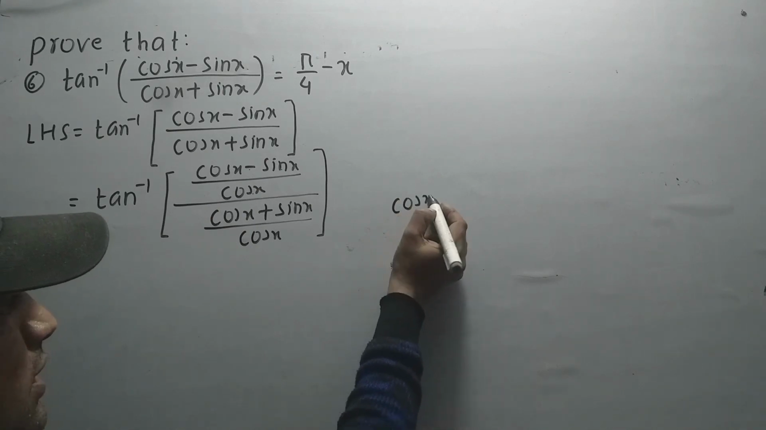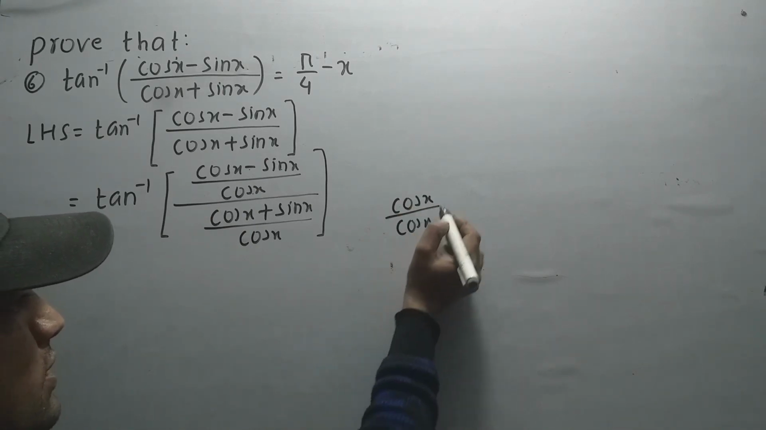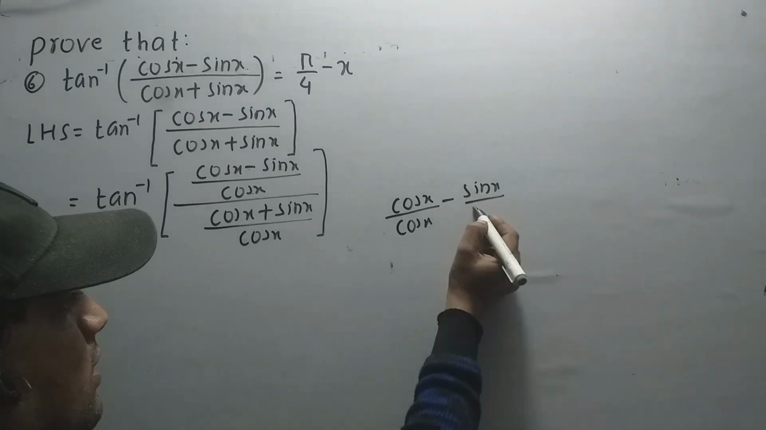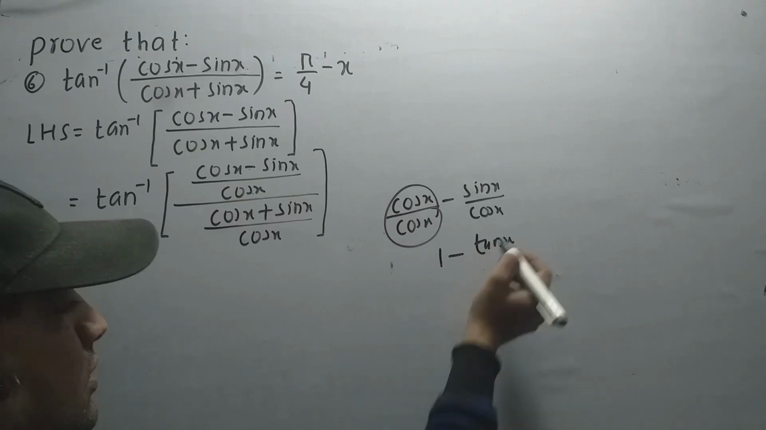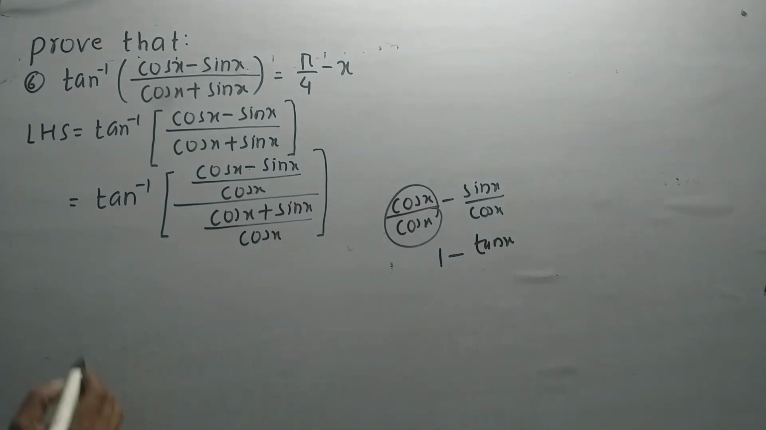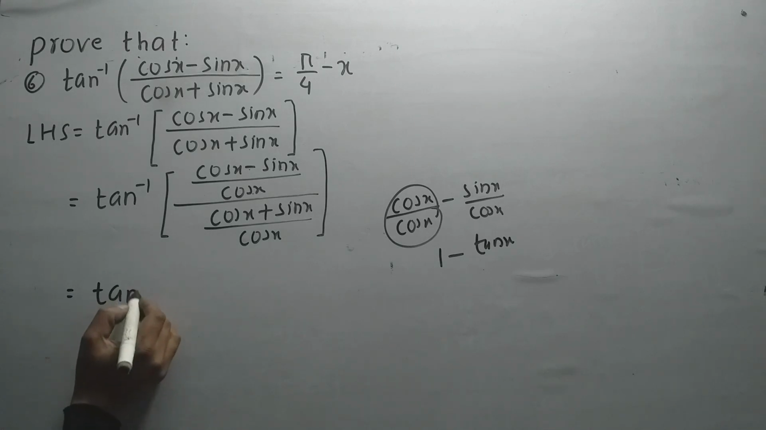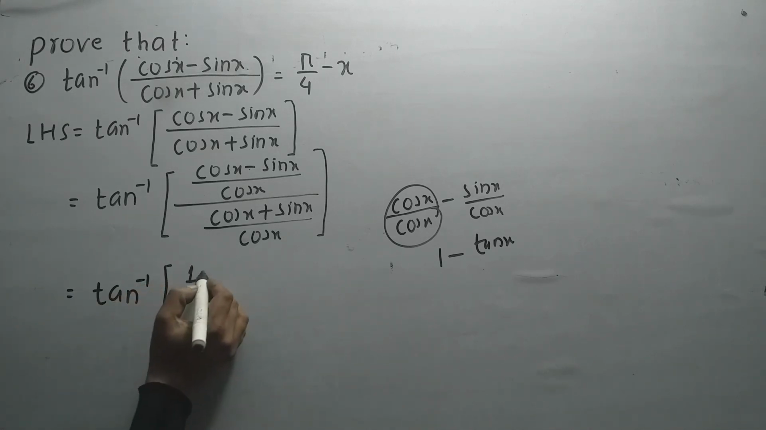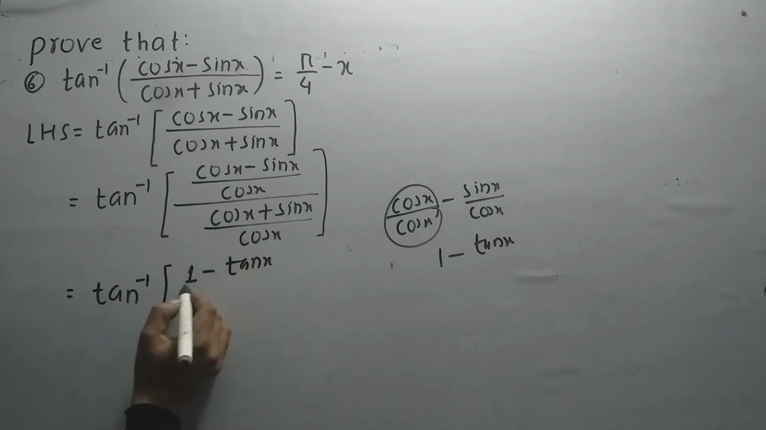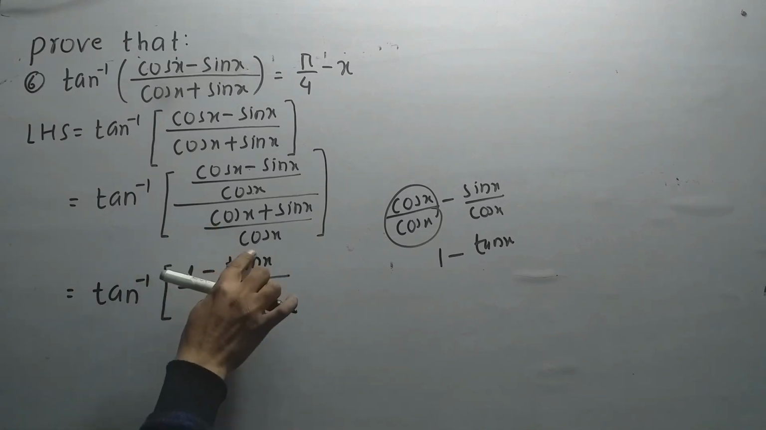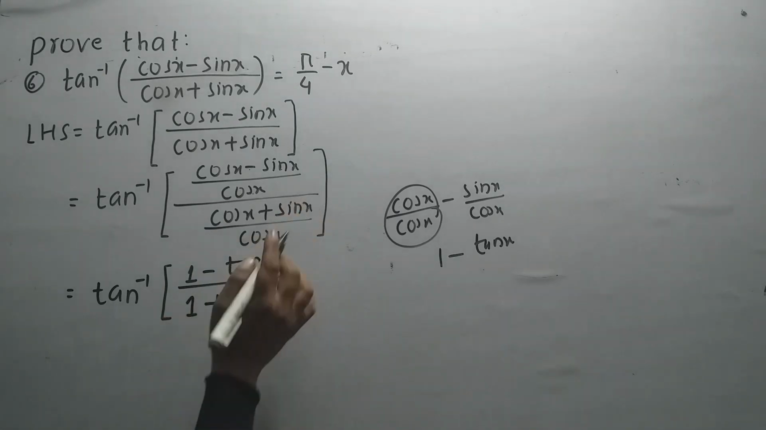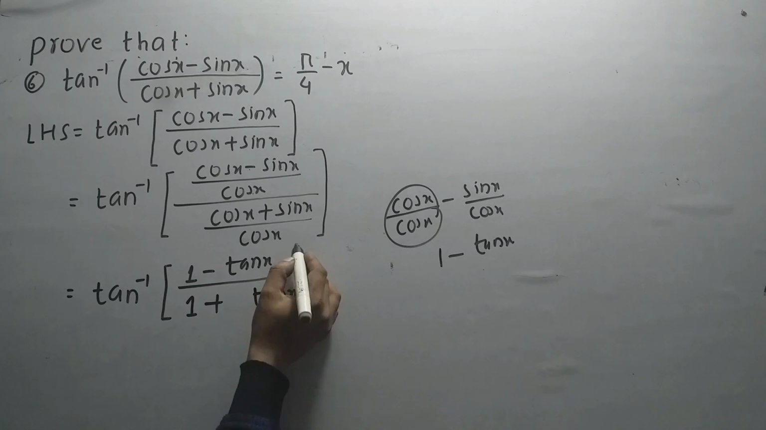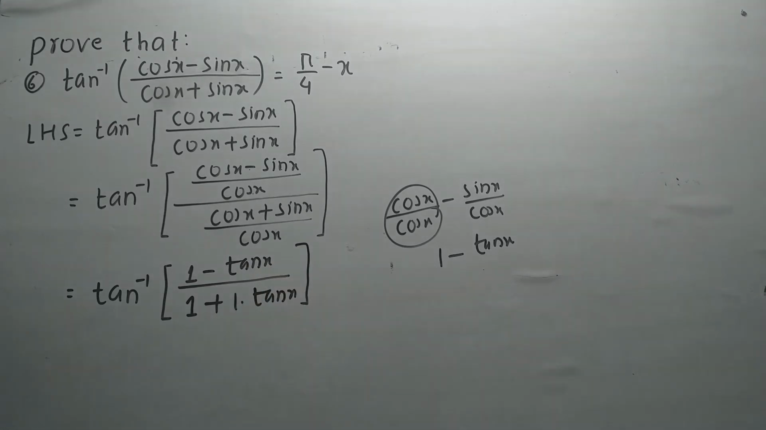So let me explain this step here. I have done cos x by cos x minus sin x by cos x. So cos x by cos x the result is 1, sin x by cos x the result is tan x. After that I can write here tan inverse, so here it is 1 minus tan x. In a similar pattern, in the denominator, cos x by cos x will be 1 plus sin x by cos x, which I can write as tan x. Let me write an extra 1 also, because 1 into tan x the result will be tan x.